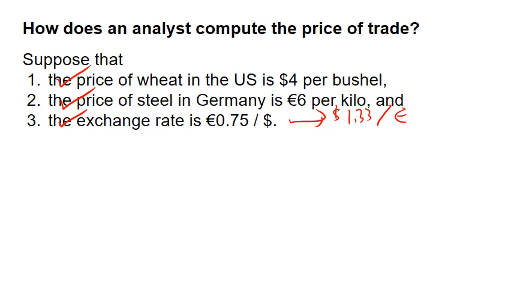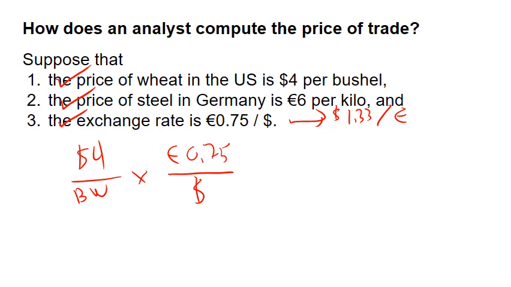We can find the price of trade by multiplying three ratios. Let's start with the first ratio. It takes $4 per bushel of wheat. Let's multiply that by how many euros it takes to purchase $1. Now notice when we do that, we're going to cancel some units of measurement. Dollars in the numerator cancel out dollars in the denominator.